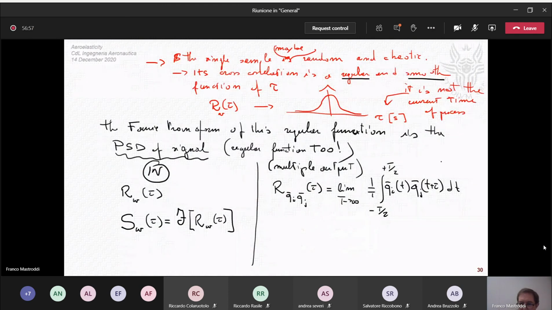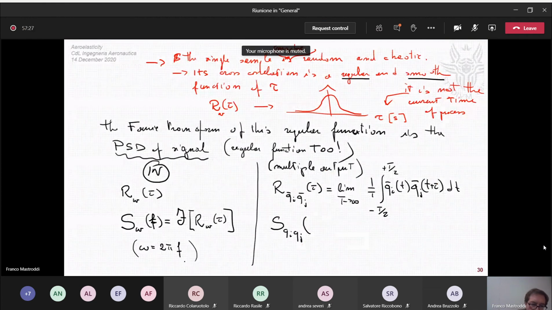Excuse me. And correspondingly, you have a matrix for the power spectral density, which is the Fourier transform of such a quantity. And so we have S Qi Qj, and this function is a function, excuse me, not of the tau, but of the frequency f, where omega is equal to 2 pi f. So you can use radian per second or hertz. And so we have a matrix for the output in the frequency domain. Okay, and this is the Fourier transform of your R Qi Qj.